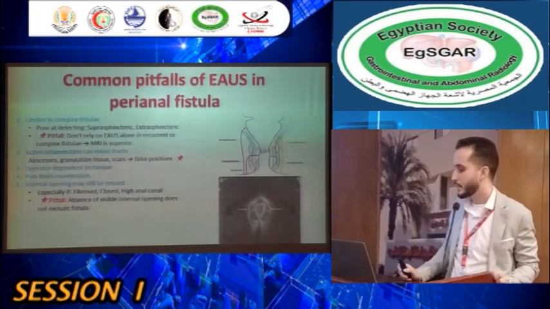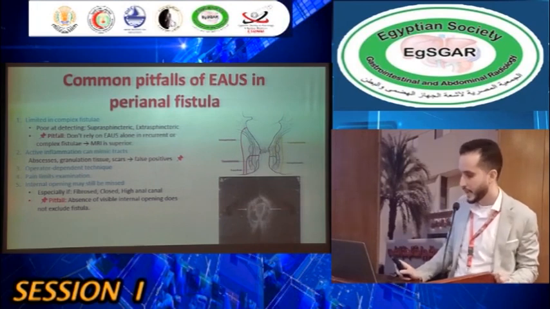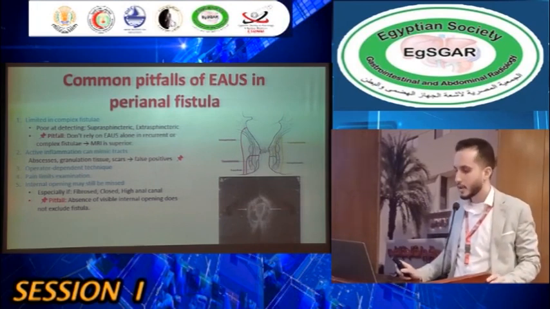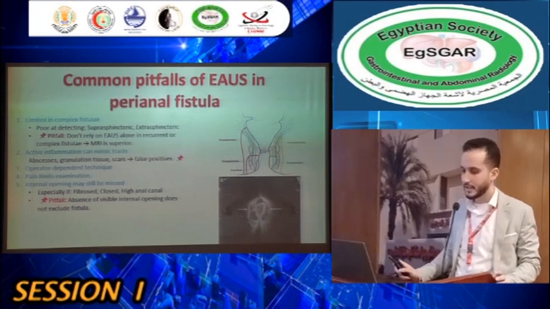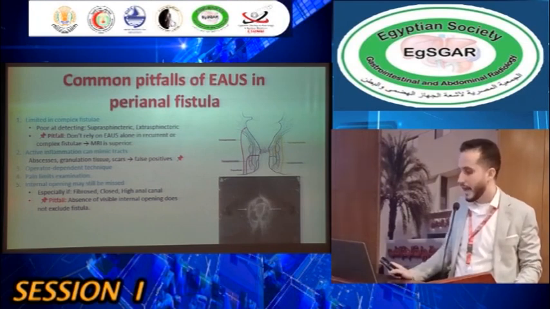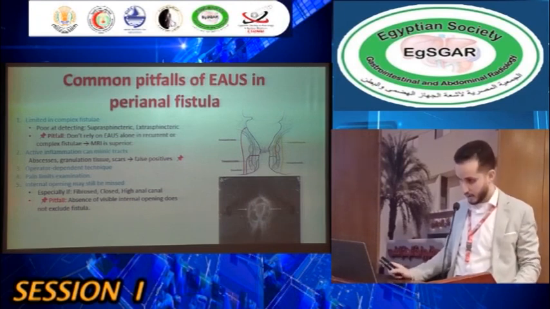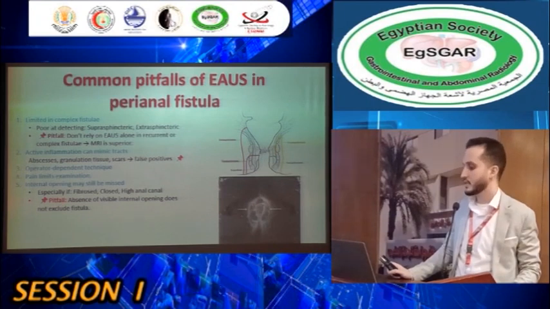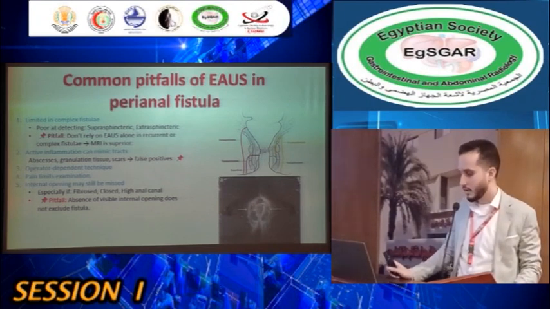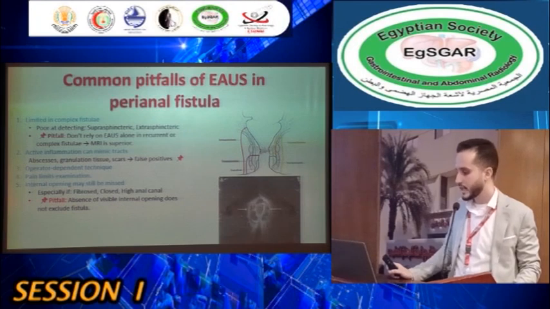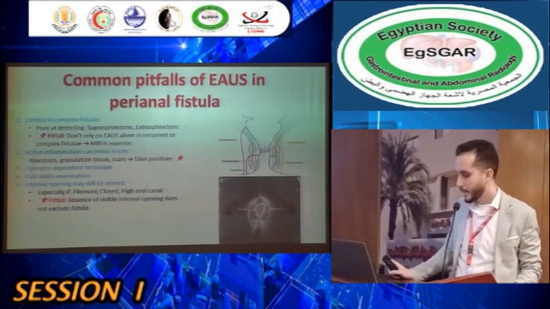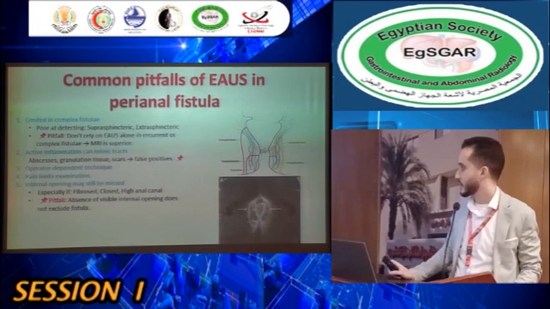Here are some of the common pitfalls of endoanal ultrasound in perianal fistula. It is limited in complex fistula. It is poor at detecting suprasphincteric and extrasphincteric fistulas, so MRI is superior. Active inflammation can mimic tracts, so abscesses or granulation tissue or scars will give us false positive results. Of course, it is an operator-dependent technique, and also pain limits the examination. The internal opening may still be missed, so absence of a visible internal opening does not exclude a fistula.